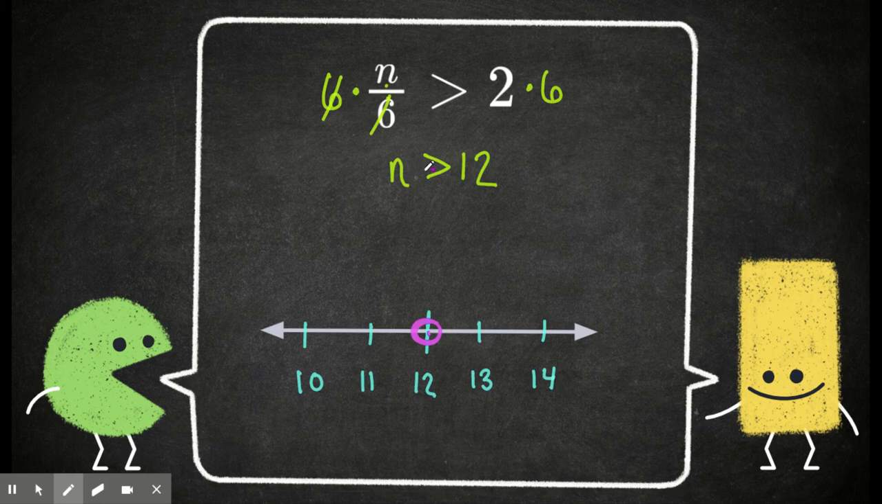And when we're saying n is greater than 12, so again, looking at this little Pac-Man guy, he wants to eat n, which is any number that's going to be greater than 12. So to show any number greater than 12, we shade to the right, including the arrow. Again, we can always check our answer by saying, okay, 13, is that greater than 12? Yes. 14, is that greater than 12? Yes. So we know we shaded in the correct direction.